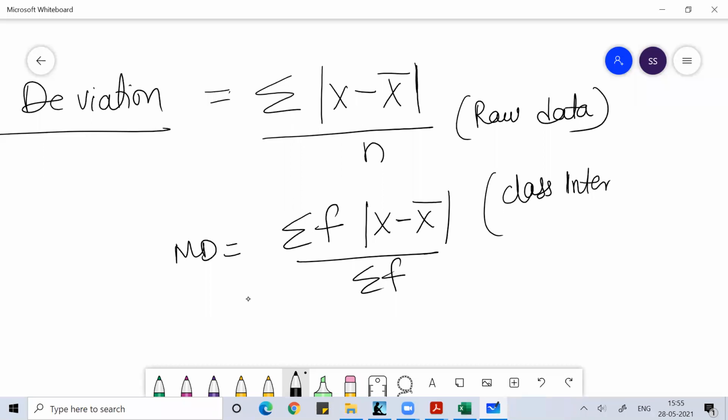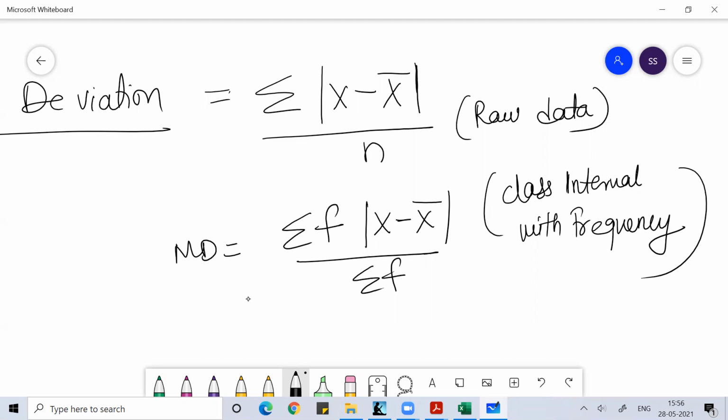So if your data is given in the form of class interval with frequency, or you have raw data, these are the formulas you will follow to calculate the mean deviation. What is x bar? The x bar here means average. Average can be arithmetic mean, geometric mean, harmonic mean, median, or mode. If nothing is given, you can simply take the mean as x bar. Otherwise, I can ask you to calculate the mean deviation by median method, so you will take x bar as the median. Or if I ask you to calculate by mode method, you will take x bar as the mode. I hope you understand.